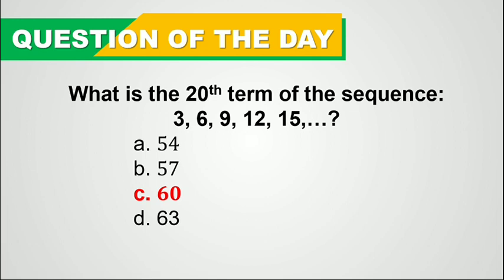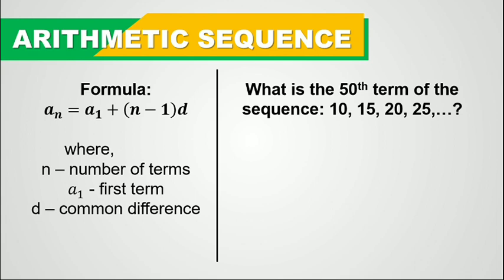Alright? Now let's have more examples for you to understand this concept better. So what about this one? What is the 50th term of the sequence 10, 15, 20, 25? So here's the thing. This is why memorizing the arithmetic sequence formula will definitely help you in solving such questions, because what if the nth term being asked is a large value, just like this 50? It's hard to do manually.